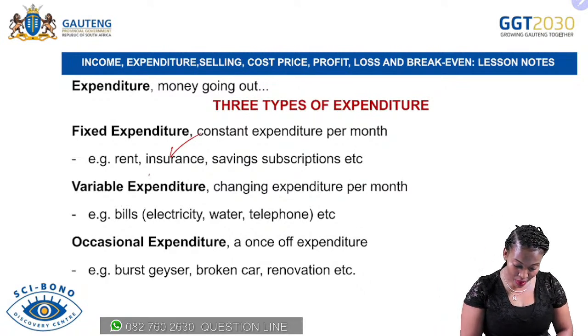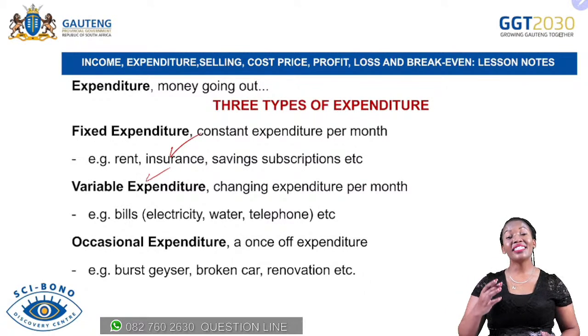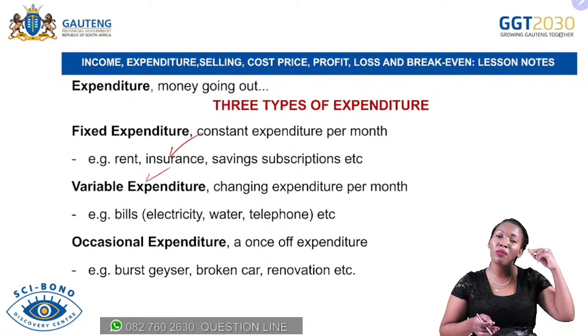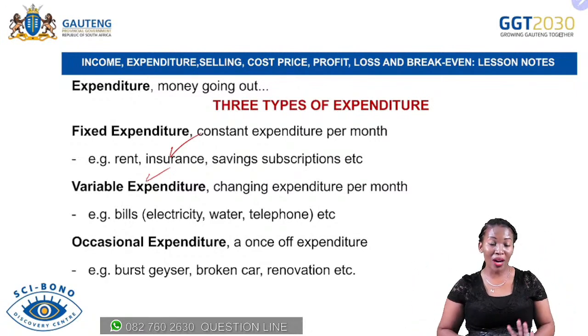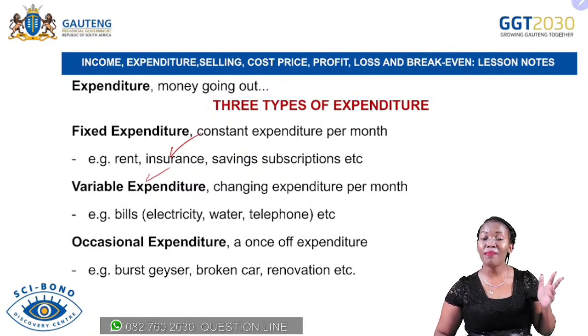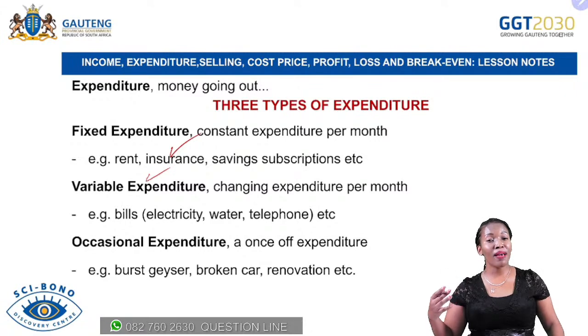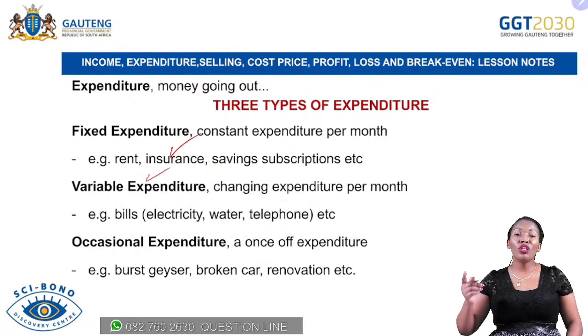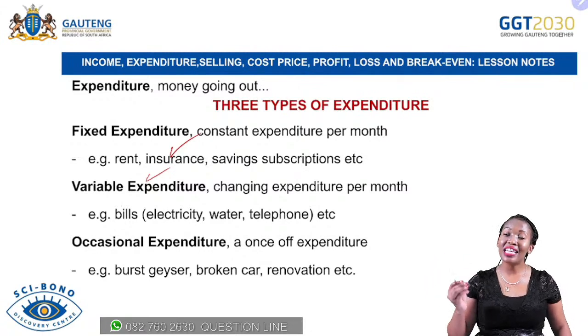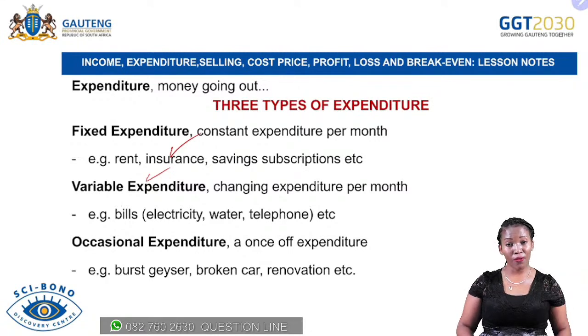And then we have variable expenditure. Variable, it does not stay the same all the time. It changes. This month it can be more, next month it can be less. What is an example of that? The money that you spend on groceries. If you spent 1,500 this month, next month you will not spend the exact amount of 1,500. It might be more, it might be less. The money that is spent on petrol, even if I'm going to the same place every day, the money that I spent this month will not be exactly the same money that I will spend next month for petrol.